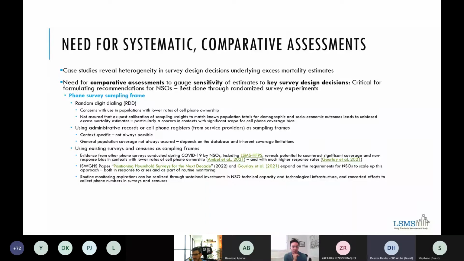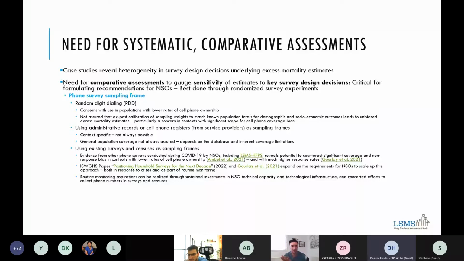And as part of the comparative assessment, various available options for deciding on a phone survey sampling frame could be experimented with. So as part of this option, we have evidence from other phone surveys conducted during COVID-19, including by NSOs, including in our own group, that reveals the potential for this particular approach to counteract significant coverage and non-response biases in contexts with lower rates of cell phone ownership, and they also lead to higher response rates.